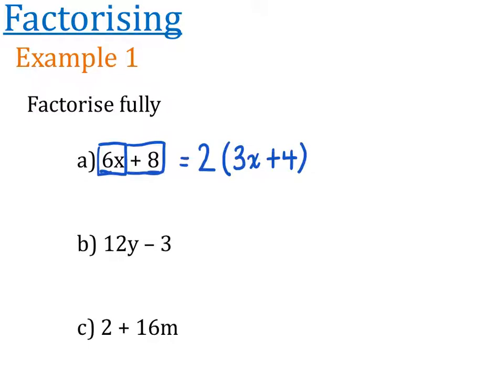Now, we could check. You don't actually have to do this step. I'm going to do it in a different color. I could expand this answer that I just got, this answer of 2 bracket 3x plus 4, to see if it's the same. So if I expand this to check, I get 2 times 3x, which is 6x, which is exactly what it says over here, and 2 times 4, which is 8, which is exactly what it says over here. Okay, the only bit that I actually want to write down is the blue part, and that is my answer. The red bit that I just did was to check.